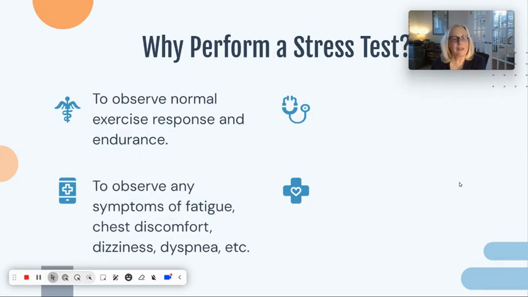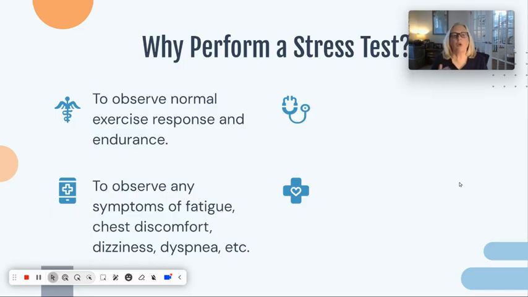And then to observe any symptoms like fatigue and chest discomfort. If they get chest pain while they're exercising, that's not good. That usually means something's going on in the heart or the lungs. They might have dizziness. They might have dyspnea, that's just shortness of breath. Some of these might come on, obviously, if we're exercising really fast and really hard, at maximum capacity, going all out. We're going to have some of these anyway, right? But we shouldn't have these sort of symptoms if our heart rate's only at like 110.